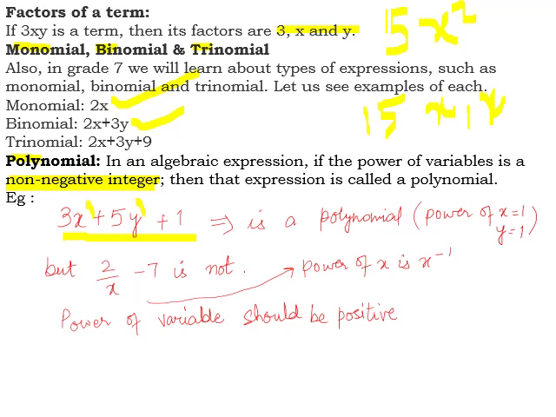But if I write 2 by x minus 7, it is not a polynomial because here the power of x is x to the power minus 1. Remember how we were writing 5 to the power minus 1? It was written as 1 by 5, isn't it? So 2 by x is actually 2 into 1 by x, and 1 by x, that is x to the power minus 1. So clear, the power should always be positive for a polynomial.